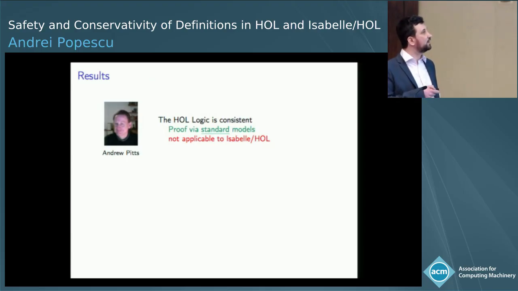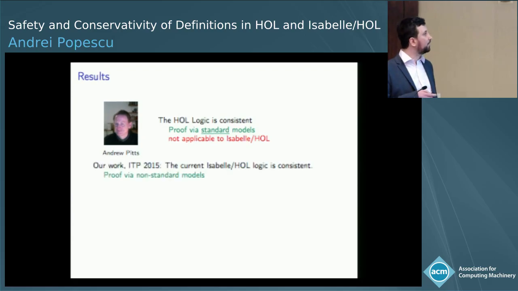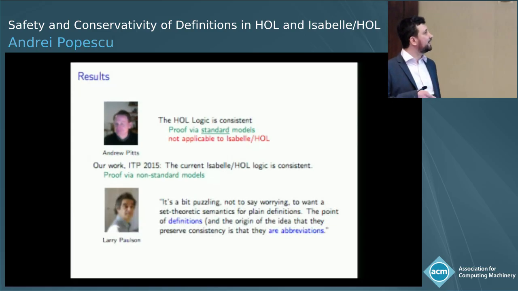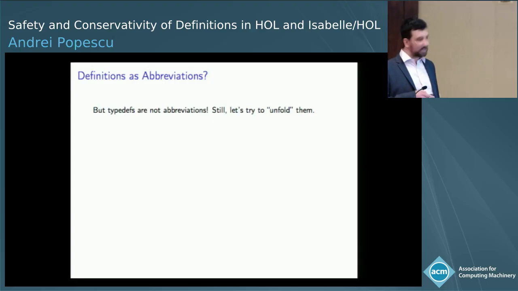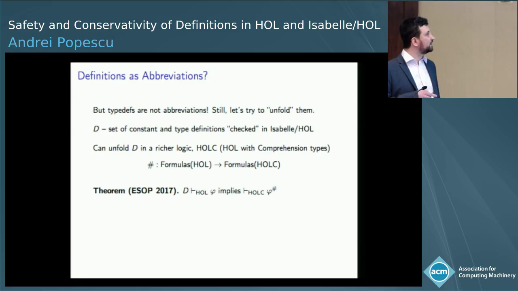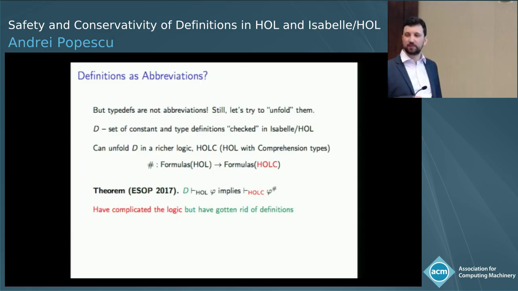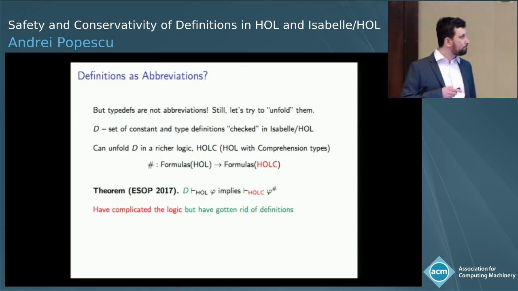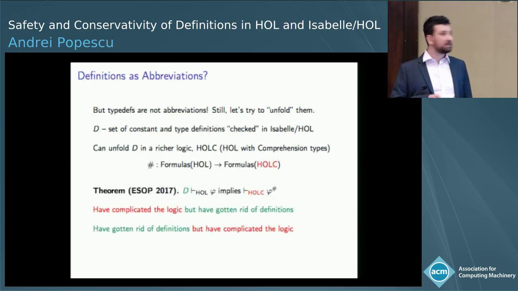We have extended the proof of consistency from HOL to Isabelle HOL, the classic proof by Andrew Pitts. And there was an incentive to focus on a more syntactic version. This is what we did. We have expanded the definitions in the richer logic, but have complicated the logic in order to get rid of the definitions. The problem with this is precisely that: we have gotten rid of the definitions, but have complicated the logic.